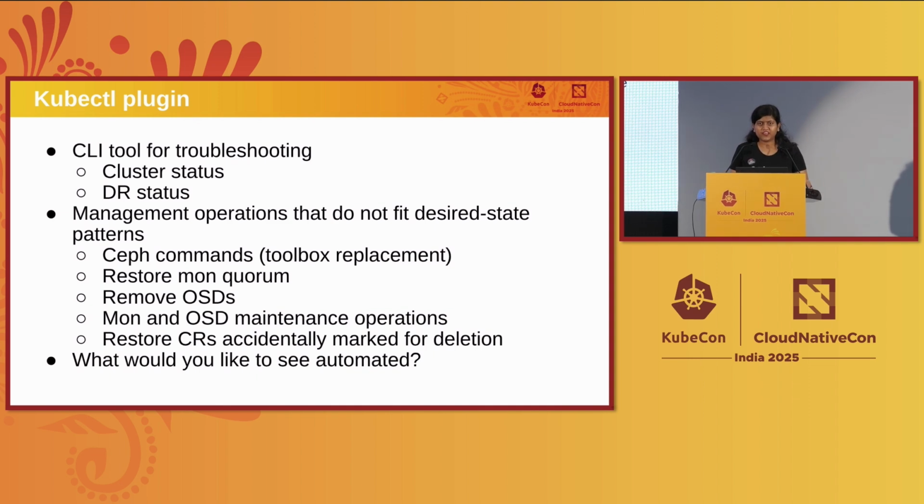The case we talked about, where we retrieve data manually, we can do using the Krew plugin, and also restore CRs sometimes if somebody has accidentally marked them for deletion. This is an automation kind of tool, so we are open for feedback in this area, and it's just for making the Rook users' life easier.